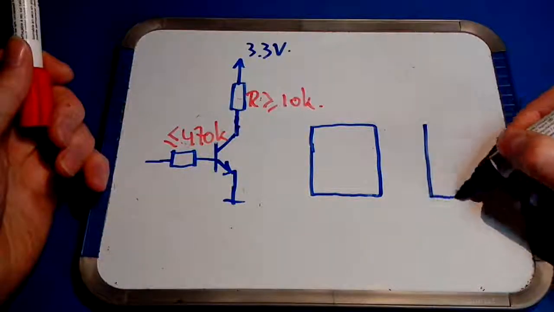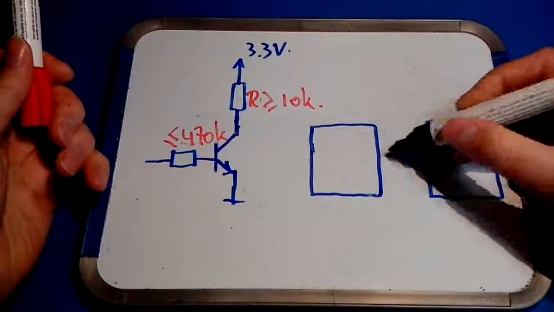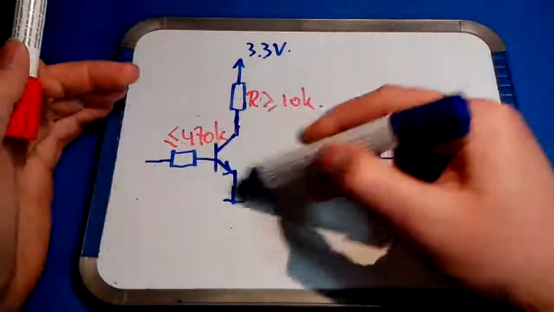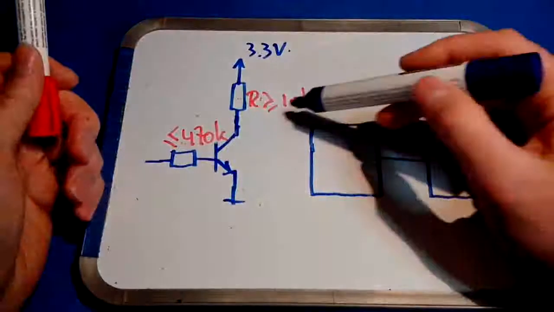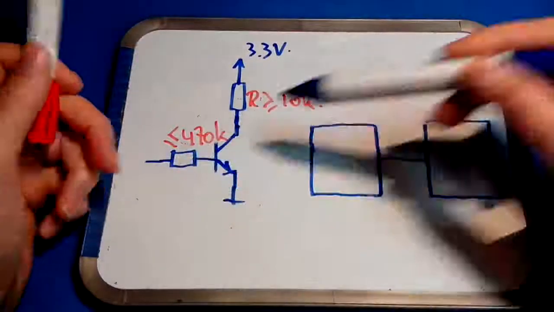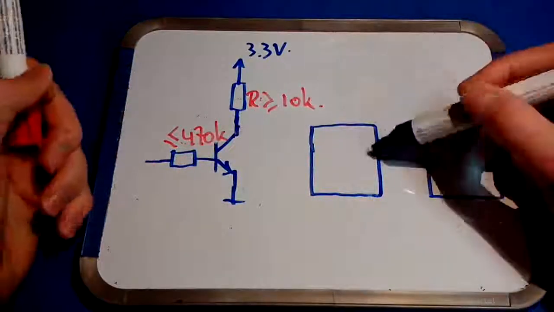Let's say you have two logic gates, because remember, all logic gates pretty much look the same. They all have a pull-up resistor and a resistor at the input.